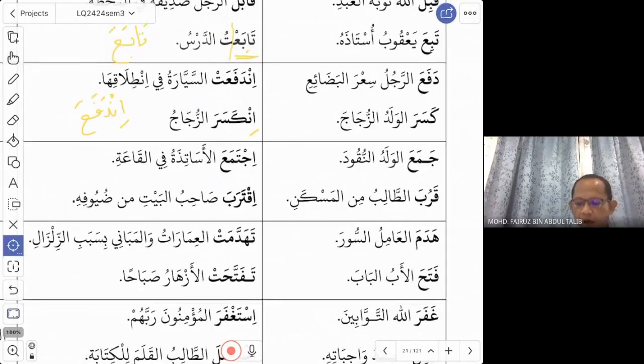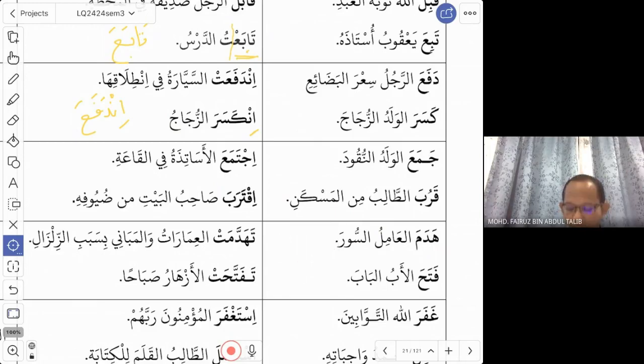Another misal, qaruba. Qaruba talibu minal maskan. Qaruba is a three-letter fi'l, fi'lun mujarrad. Qaruba means near. He is near. So we say qarubat talibu minal maskan. The student is near to the maskan. Maskan is the place where somebody stays. For example, your mahalla, you can call it maskan. That is the place where people stay. So maskan is a general term for a place where people stay.